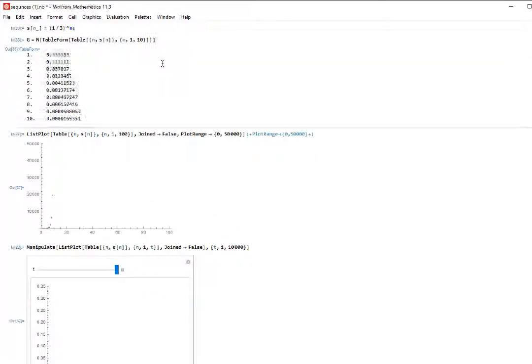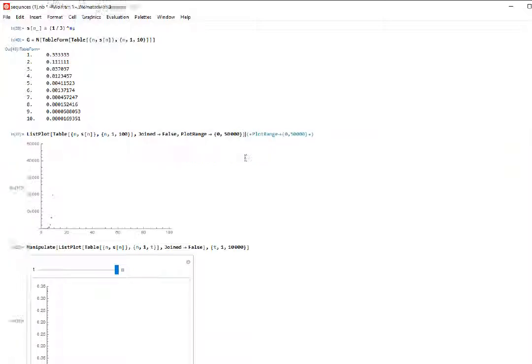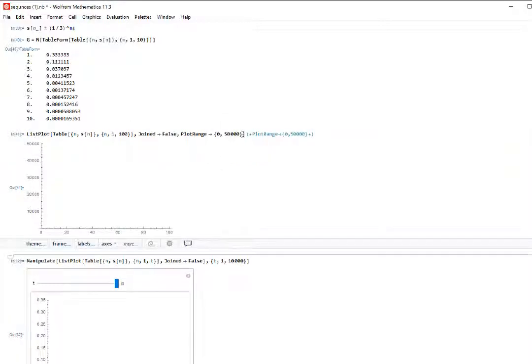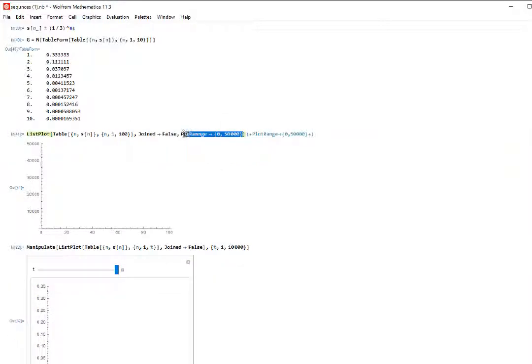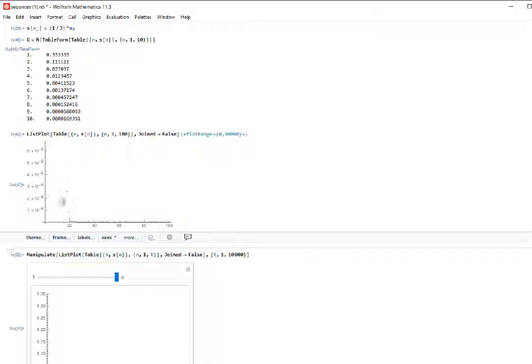Now if you look at the terms of the sequence, they are getting smaller and smaller, right? Okay, so let's look at the graph. Oh, the plot range is too high, because we do not have this many high numbers in the terms of the sequence. Now you can see they seem to be approaching towards something again, but is it the case here?